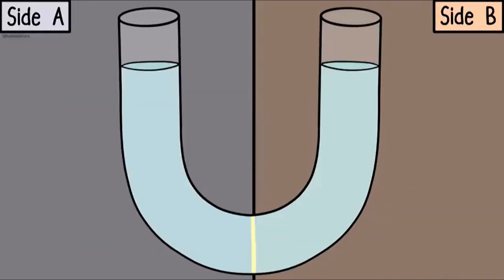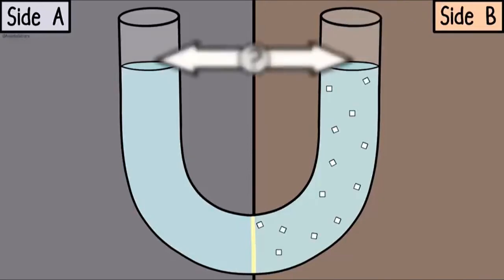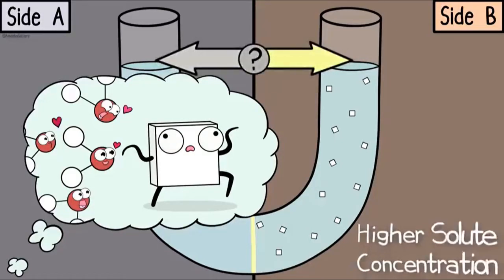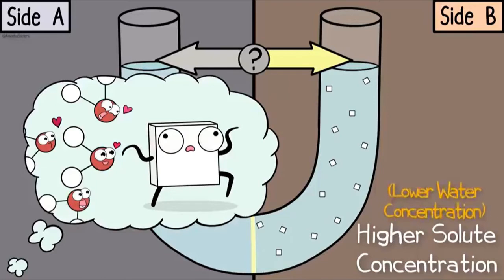Now, let's imagine on side B, you dump a huge amount of salt there. So which direction will the water initially move towards? A or B? Think about what we mentioned with osmosis. The answer is B. Side B has a higher solute concentration than side A. Water moves to areas of higher solute concentration, which is also the area of lower water concentration.